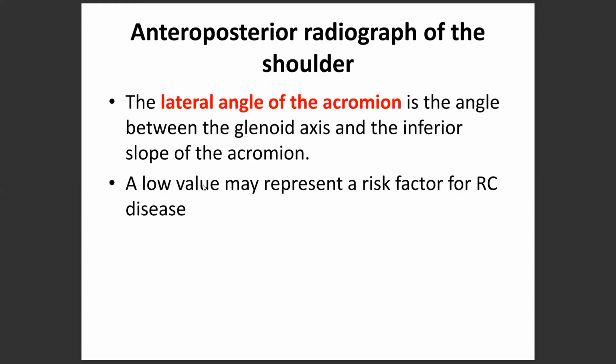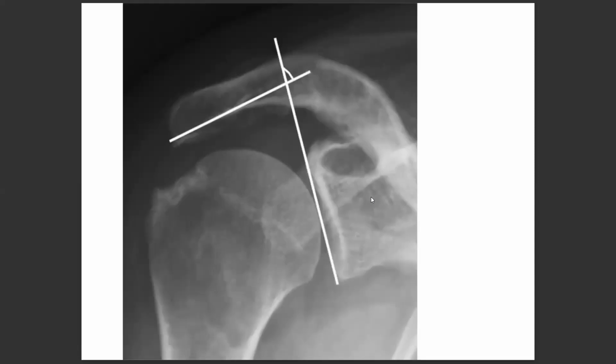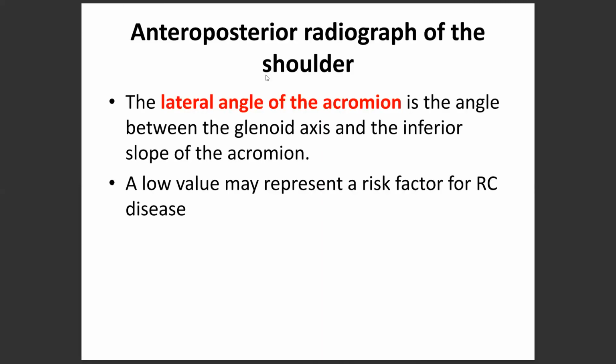Now, this is in contrast to the CSA, where the higher the value, the higher the risk for rotator cuff disease. But in the lateral angle of the acromion, the lesser the value, the higher the risk for rotator cuff disease. So one line is the long axis of that glenoid, and then another line which will just pass through the inferior surface of that acromion. So the angle formed here will be called the lateral angle of the acromion.